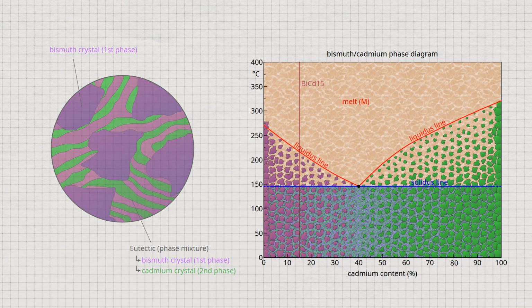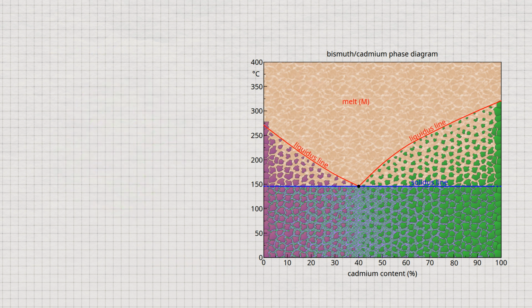Let's summarize the microstructure formation of mixed crystal alloys using the example of the bismuth-cadmium alloy system. Although the microstructure in the solidified state basically consists of a mixture of cadmium and bismuth crystals, different microstructures result depending on the alloy composition.